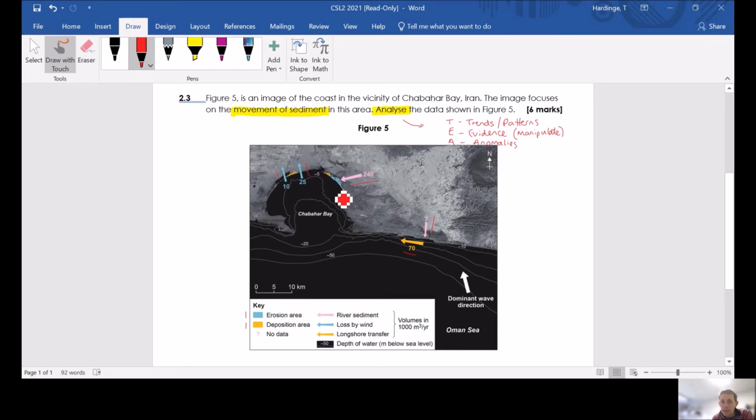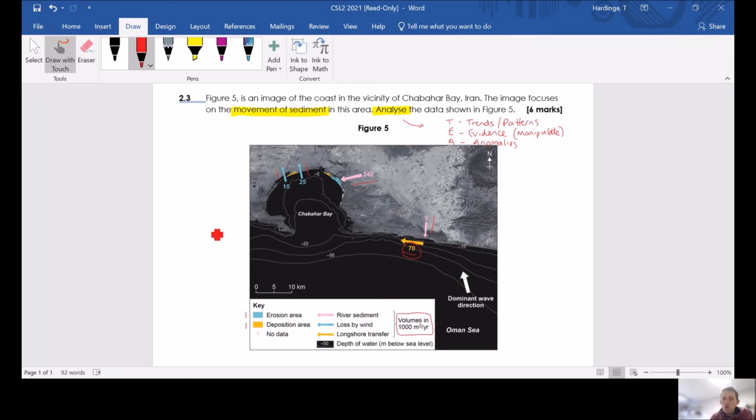Don't forget that you want to be looking at the numbers associated with each of those arrows. Those numbers represent the volumes of sediment in 1,000 meters cubed per year. So this number here, 70, is not 70 meters cubed, this is 70,000 meters cubed per year, 10,000 meters cubed, 25,000 meters cubed. So you want to be making sure that you're quoting the correct figures.